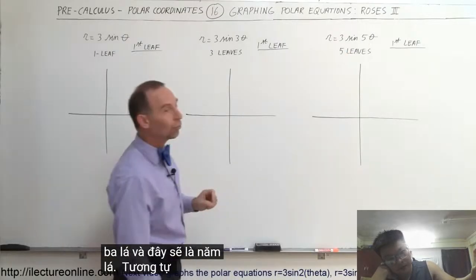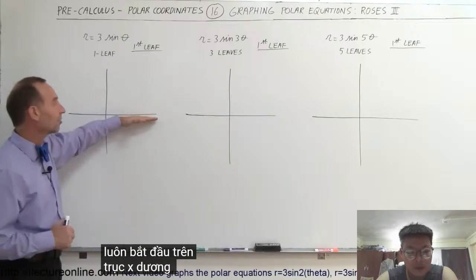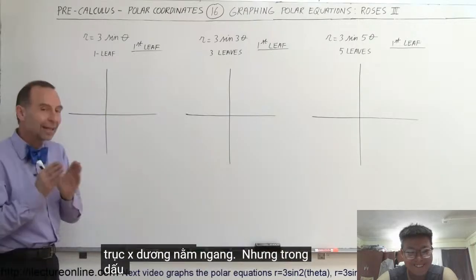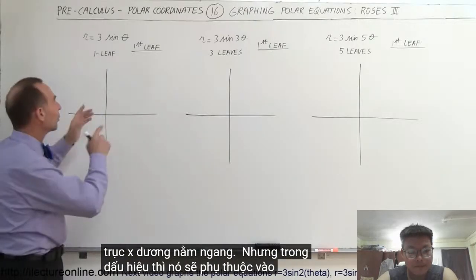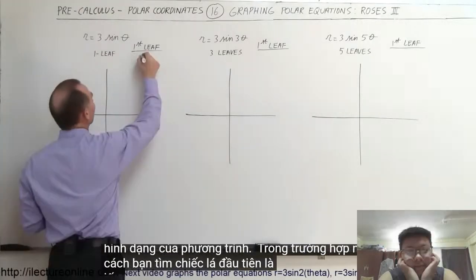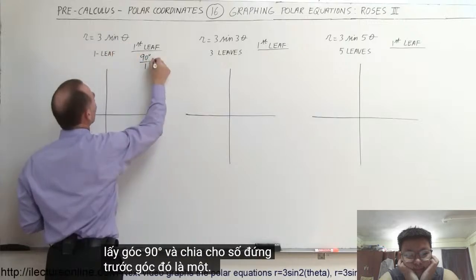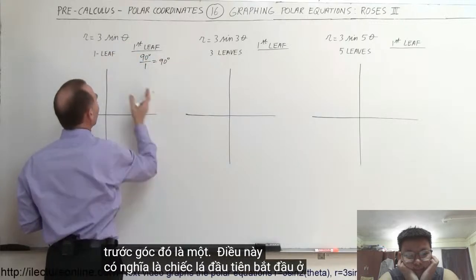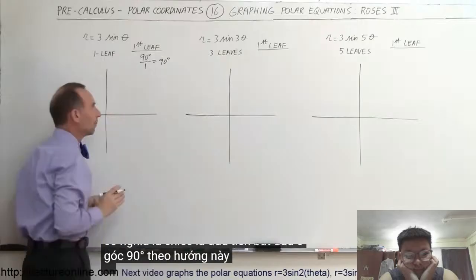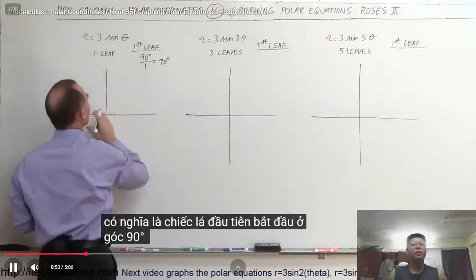Also, with the cosine, the first leaf always starts on the horizontal positive x direction axis, but in the sine, it'll depend upon what the equation looks like. In this case, the way you find the first leaf is you take 90 degrees and divide by the number in front of the angle, which is 1, which means that the first leaf starts at an angle of 90 degrees, which is in this direction right here.